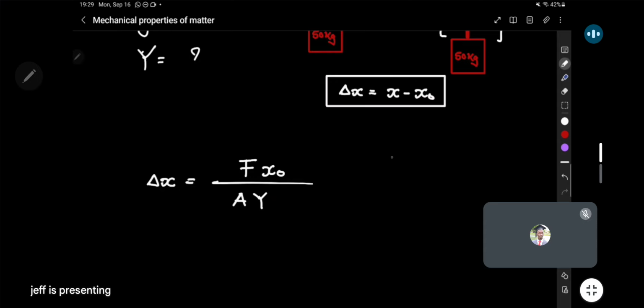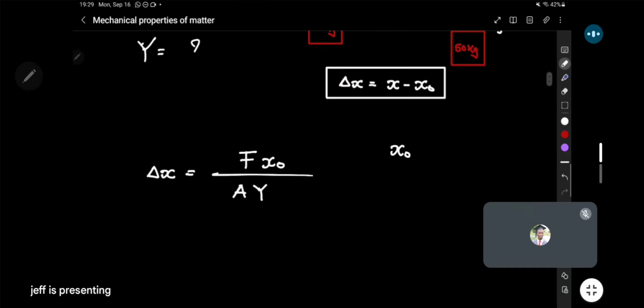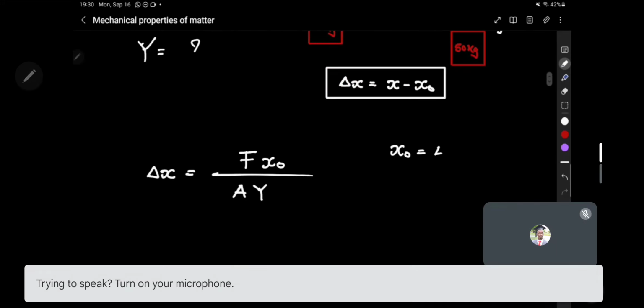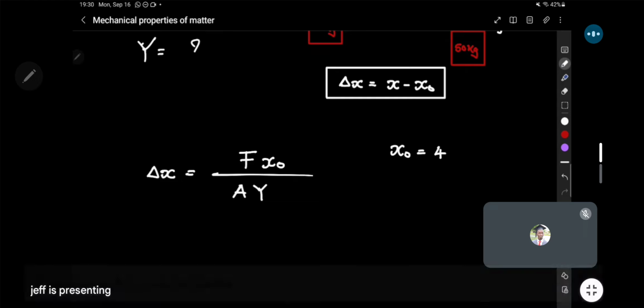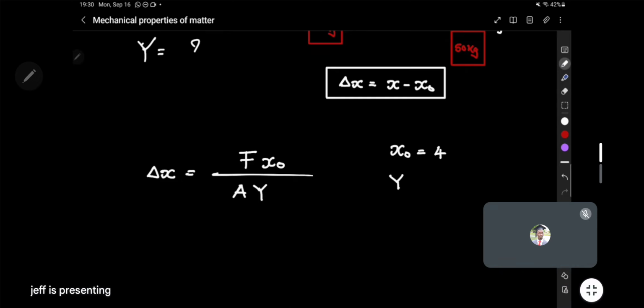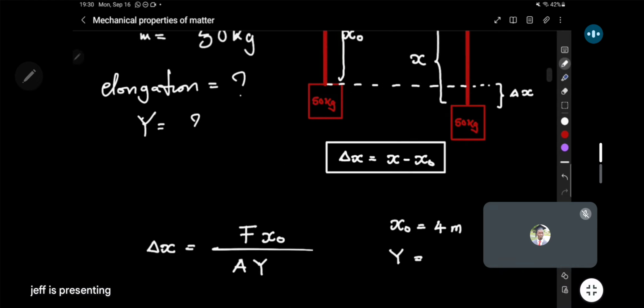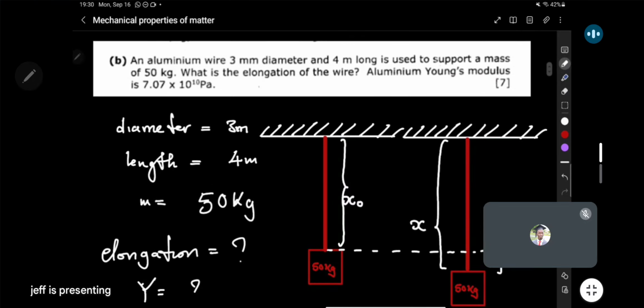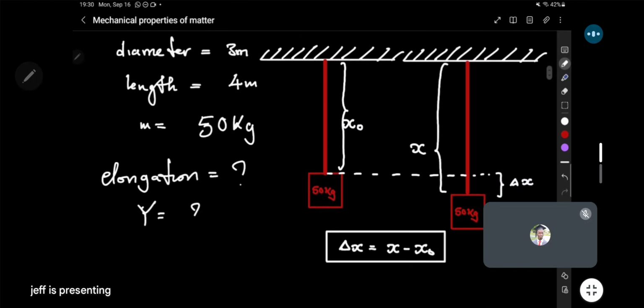So we are given the original length of the wire from the problem, that is 4 meters. That is the original length of the wire. Next, the Young's modulus is already given. So from the problem, Young's modulus is 7.07 × 10^10 pascals.